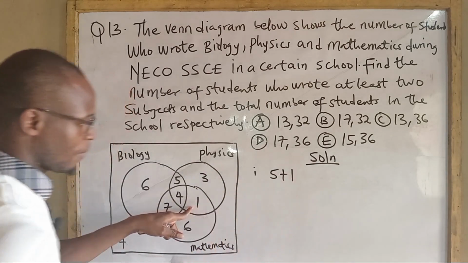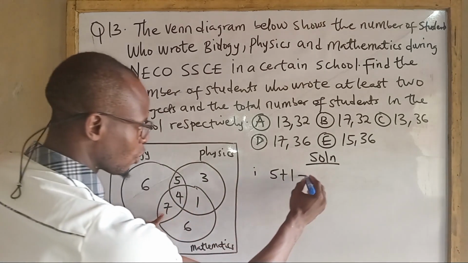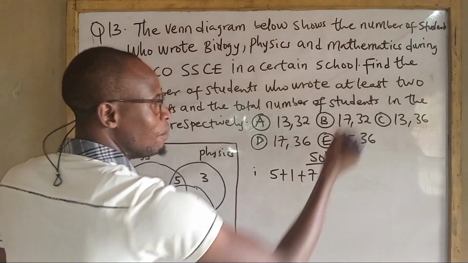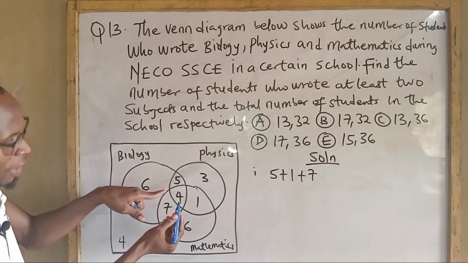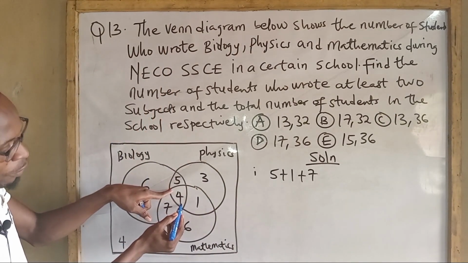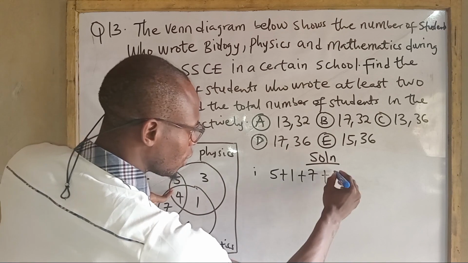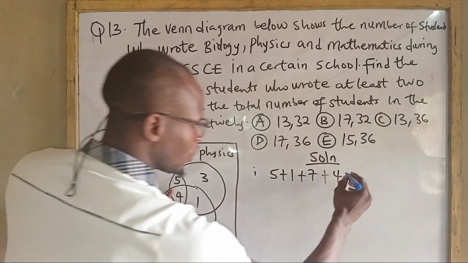Followed by 1. We add it together, by 7. That also connects two subjects. Then because they use the word "at least", it means it can be 2 and above. So we have to take the middle one because the middle value here indicates all three. So that's going to be plus 4. So let's add this together.